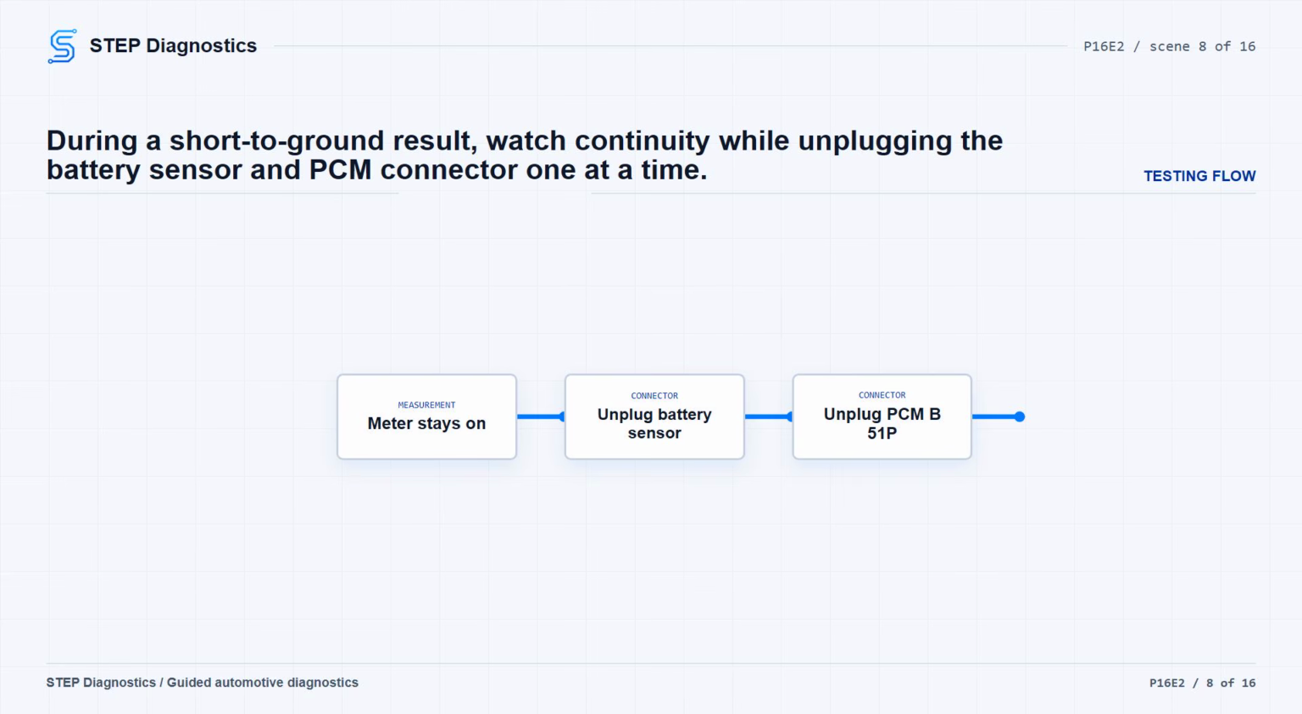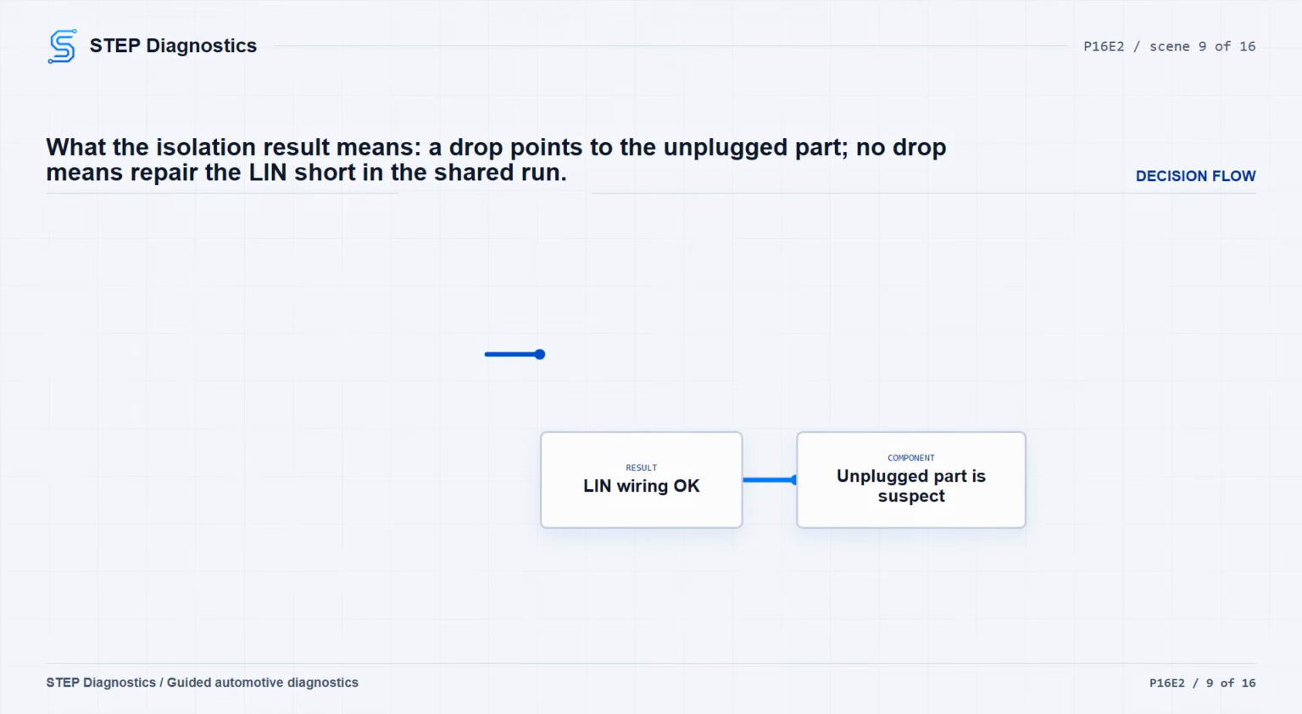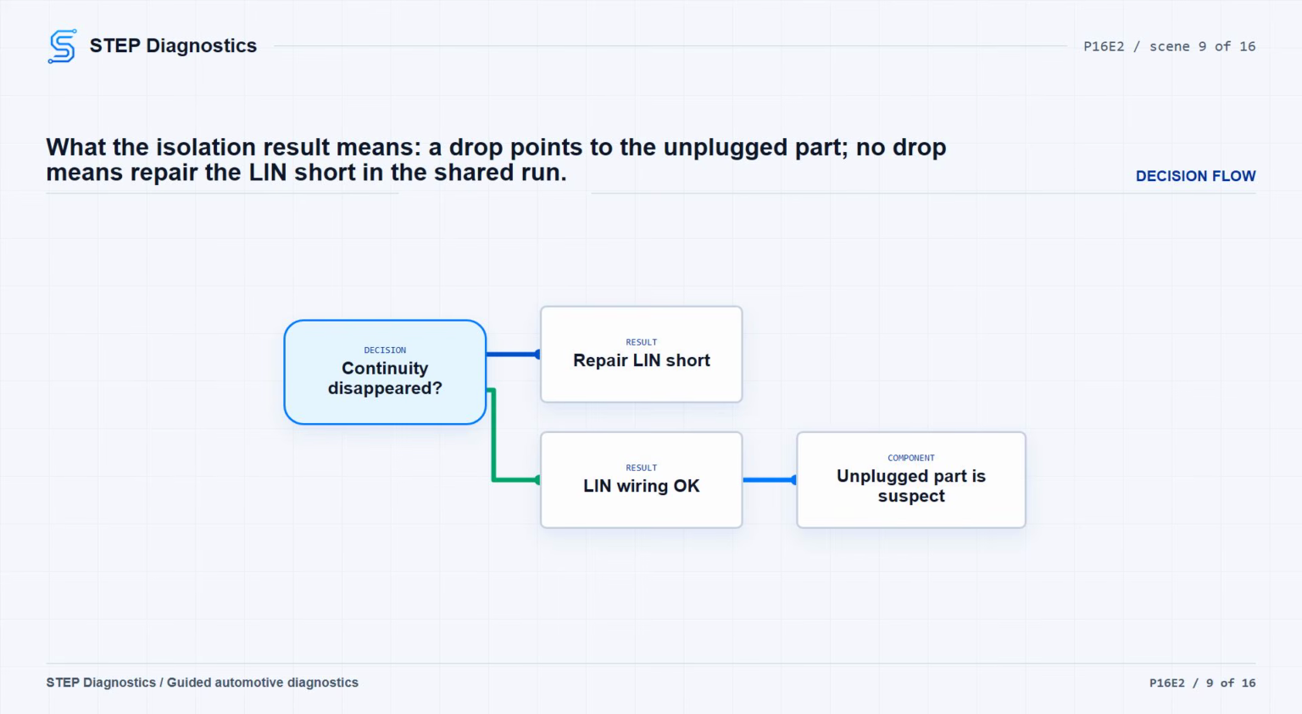more than 1 minute. Keep watching continuity between the alternator 1P terminal and body ground while disconnecting the 12-volt battery sensor 2P connector, then PCM connector B, 51P, one at a time. If continuity goes away when one of those connectors is unplugged, the LIN wiring itself is considered okay, and the component whose disconnection made continuity disappear is the part called out by the path. If continuity does not go away, repair the short in the LIN battery sensor and LIN wire between the 12-volt battery sensor, the alternator, and PCM terminal B40.